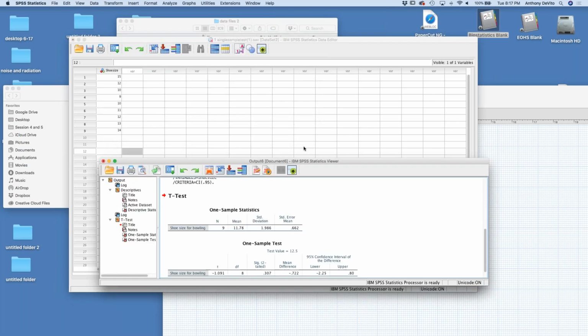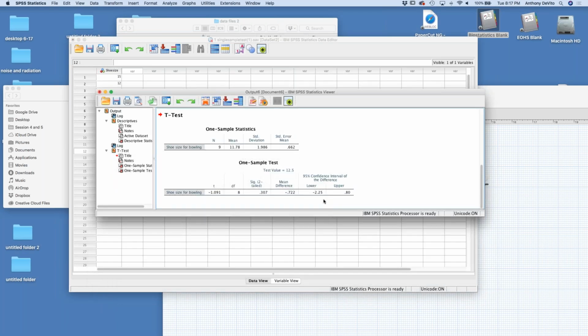Output window is going to come up in SPSS. And in this output window, I can see a couple of things. Number one, my sample size is 9. My mean is 11.78. My standard deviation of my sample of 9 people is 1.98. And I take my standard deviation, use it in place of sigma, the population standard deviation, and divide by the square root of the sample size, which is 9, square root of 9, which is 3, divide that by 3, and I get a standard error of 0.662.